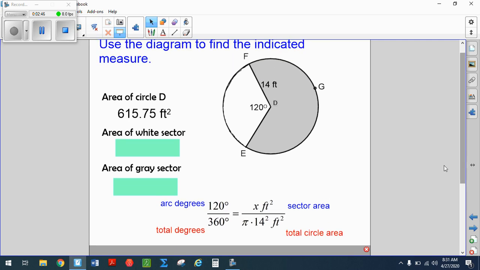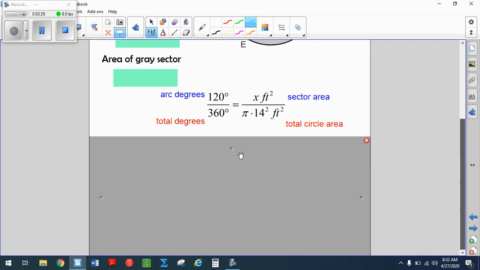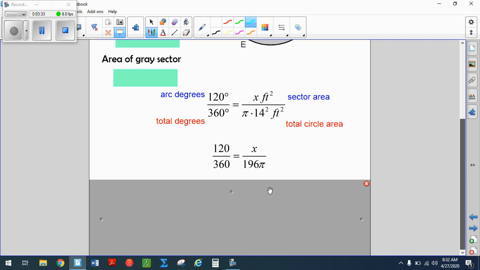There's my proportion. I have the arc degrees. So FE, we're looking at this arc. That arc is 120 degrees because the measure of the central angle is the same as the measure of the arc. Not talking length, talking measure, so degrees. So 120 degrees over 360 degrees. That ratio is going to equal the ratio of the areas. So x is my sector area, x square feet over pi r squared square feet, so pi times 14 squared. Another way: 120 over 360 is equal to x over 196 pi, because 14 squared is 196.